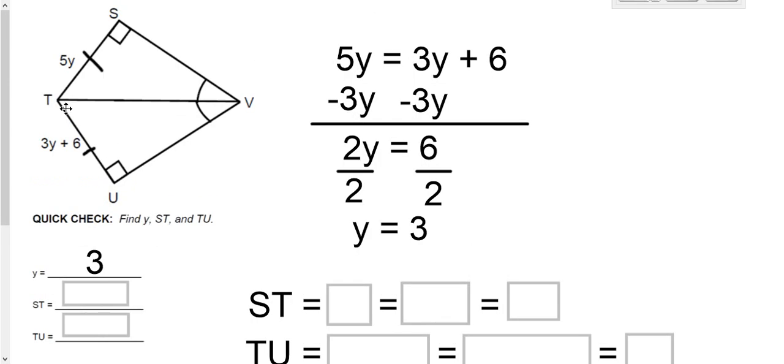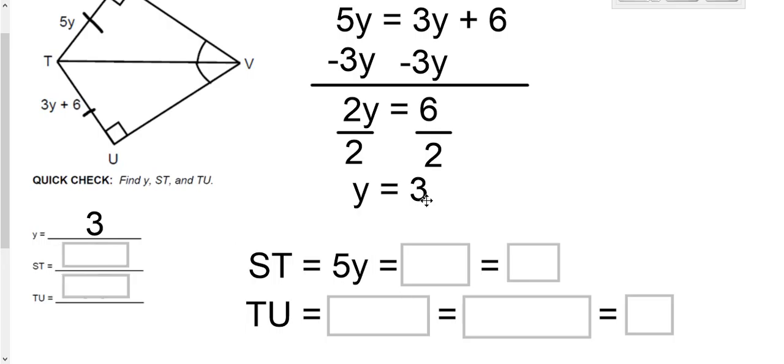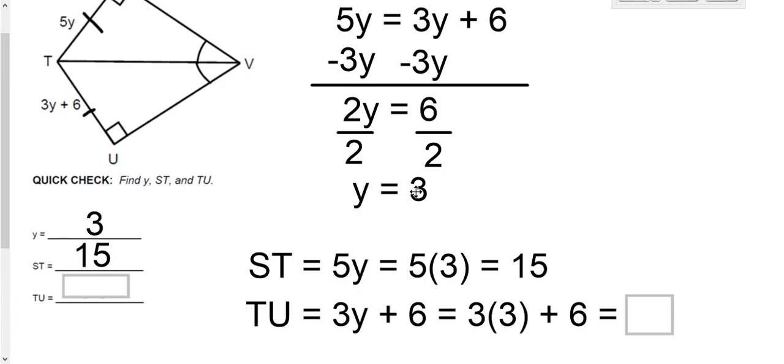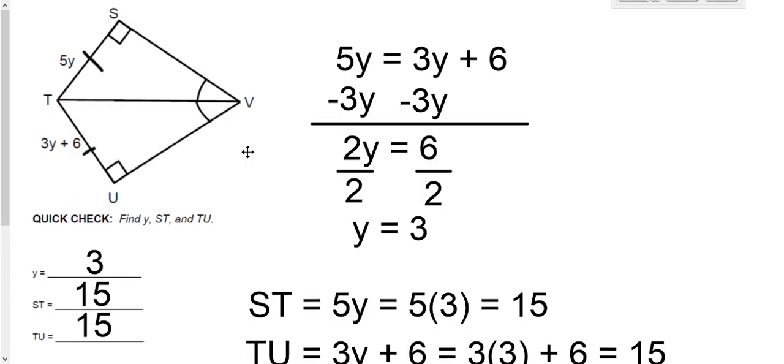So then ST right here is 5 times y, and our y is 3. We substitute that in there. 5 times 3 is 15. The other one should come out congruent if we've done the right stuff, so I'll go ahead and do it. Let's see, TU is 3y plus 6. So 3 times the y number, which was 3, plus 6 is 15 also. So that's all there is to it. If the angles are congruent, then these distances are congruent, or vice versa.